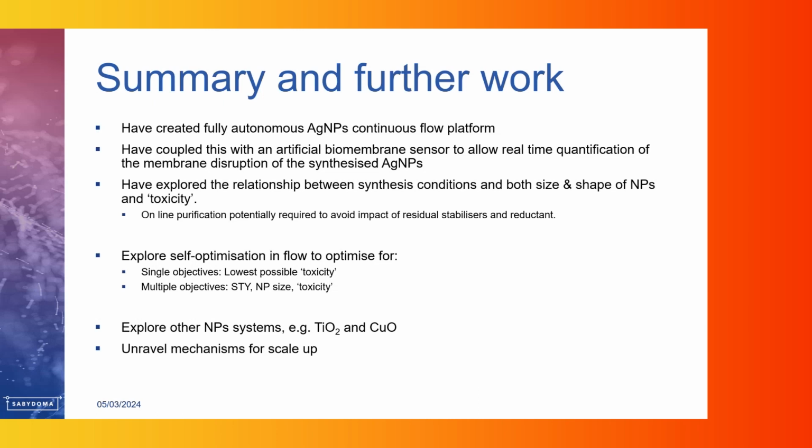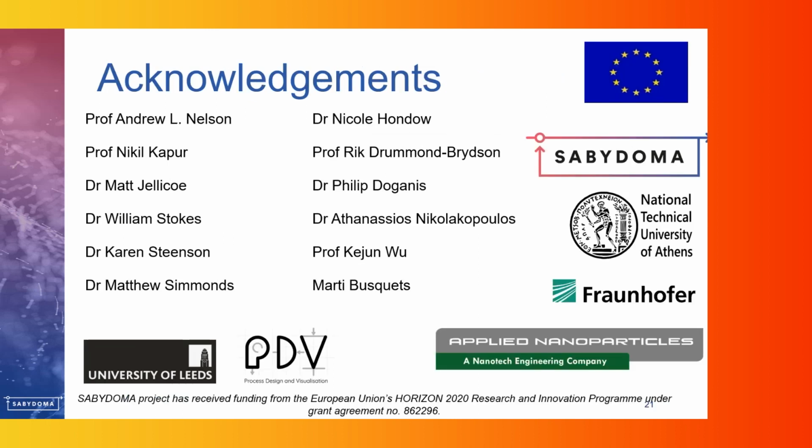So for work that's left to do in the last month, while we're not in Vienna eating nice cake, we can explore some single objective optimizations where we optimize for lowest toxicity. I would really like to do some multi-objective work where we balance toxicity versus nanoparticle size and space-time yield of the chemical process. And as you can imagine, now that we've got titanium and copper oxide syntheses in flow, we can couple those syntheses up to our system and generate a huge amount of data. And obviously, with data, one of the most important things to think about is to try and apply it to generate some mechanisms which will help us scale up this process.